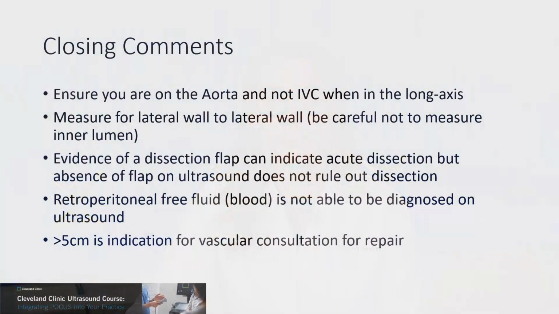We mentioned this, but the dissection flap can indicate an acute dissection, but the absence of a flap on ultrasound does not rule out dissection. Retroperitoneal free fluid cannot be diagnosed with ultrasound, so make sure that if you're concerned for a retroperitoneal bleed or a rupture that's retroperitoneal, that you obtain the confirmatory CT scan, which should be obtained for all of these exams after you identify pathology.